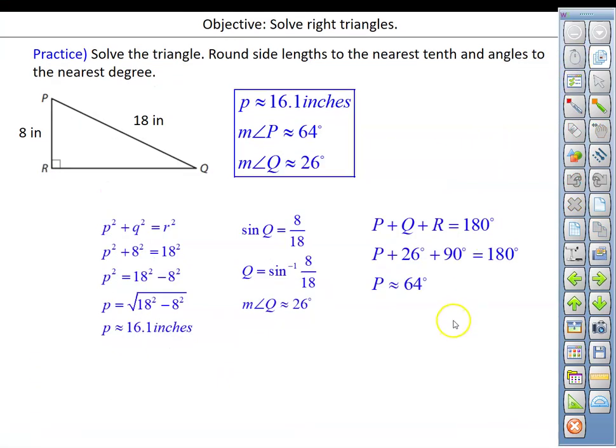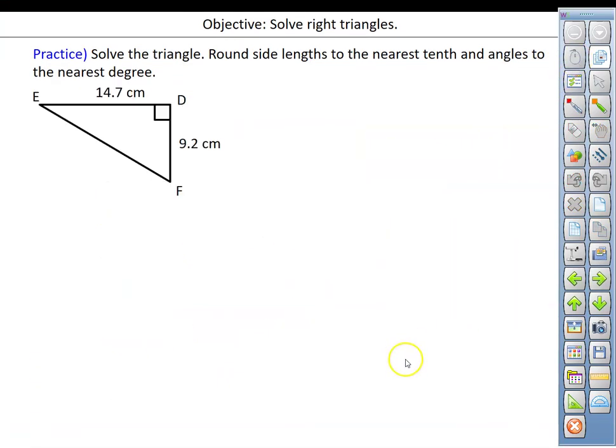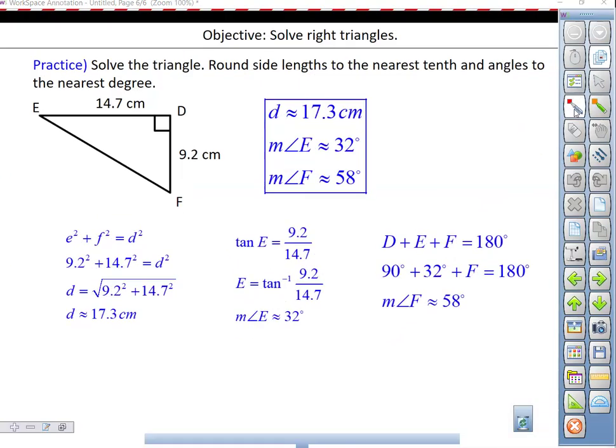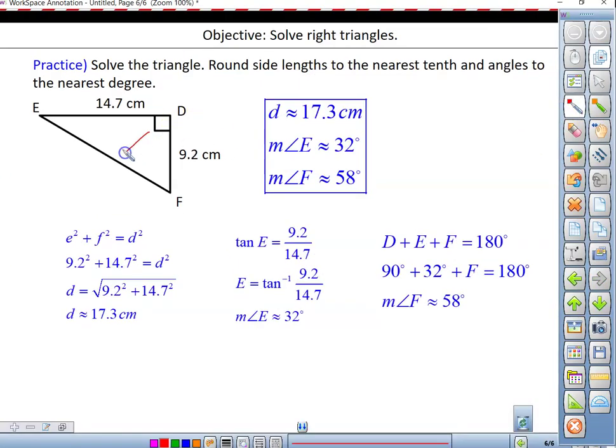All right, here's a second practice problem. Solutions here. So side D, which is across from angle D, which is the right angle in this case, so that's our hypotenuse, is about 17.3 centimeters to the nearest tenth. Angle E is about 32 degrees. Angle F is about 58 degrees.